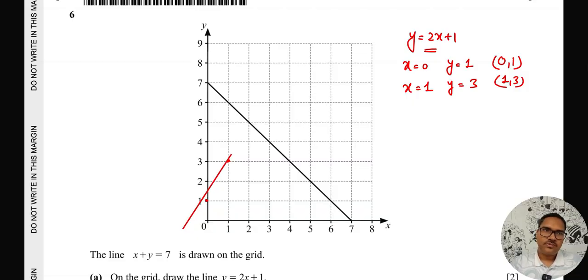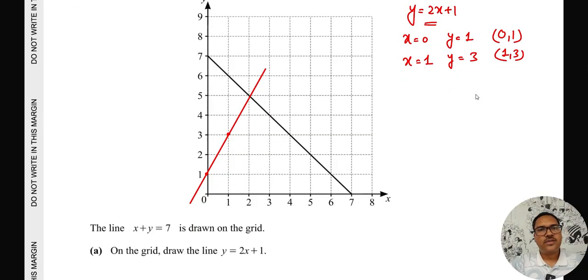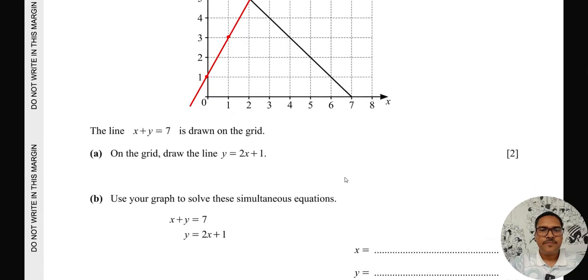We have to draw the line which is passing through both the points. Okay. So this is the straight line which we have. So this is the line y equal to 2x plus 1. So the first part is easy.